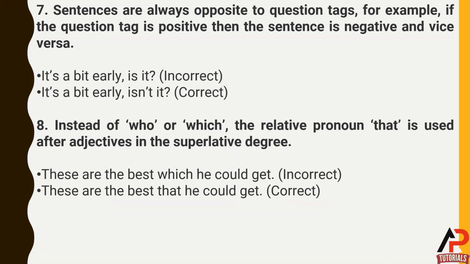Now coming to the eighth rule: instead of who or which, the relative pronoun that is used after adjectives in the superlative degree. Now when we are solving questions of spotting the errors, whenever we see a superlative degree, instead of who or which, we use that. That is a relative pronoun after adjectives in the superlative degree. Like you can see here in the examples, "These are the best that he could get."